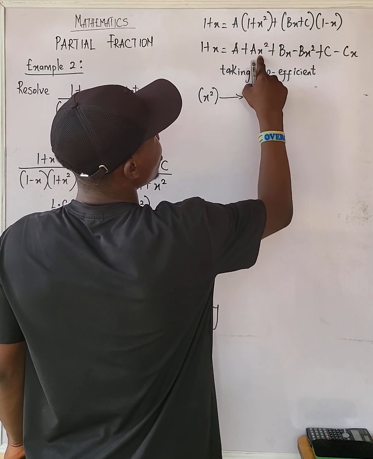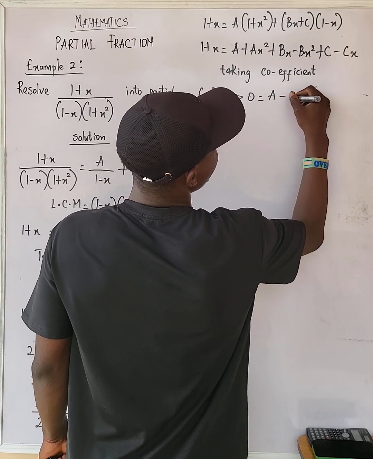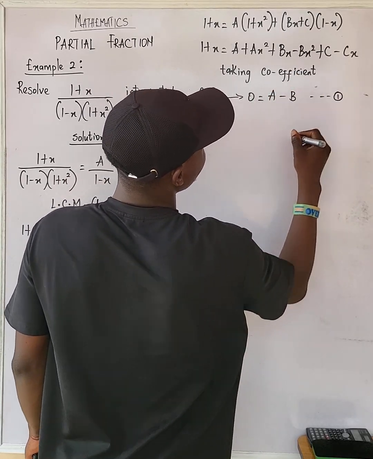On the right-hand side, what is the coefficient of x squared? This is x squared. So just pick the coefficient a, followed by what? Minus b. Is there any x squared? No. Call this equation 1.